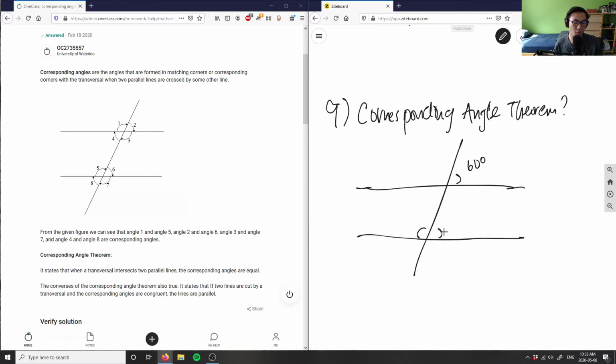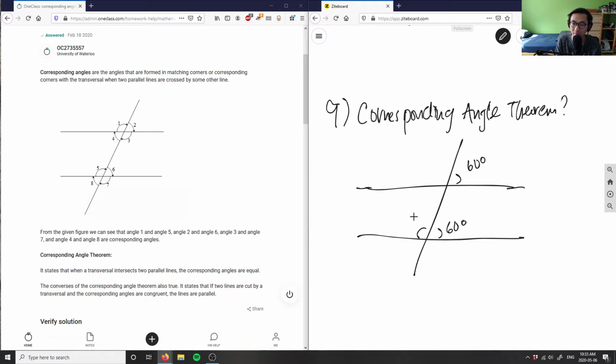So due to the corresponding angle theorem, remember this here was angle 2 I defined, and angle 2 here equals angle 6. These are on the same side of the angles here, right? So therefore, this angle must also be 60 degrees here. And how would you solve for this angle here?